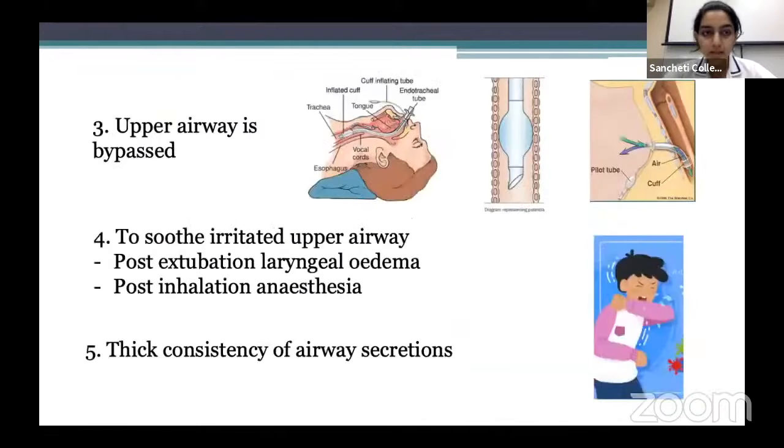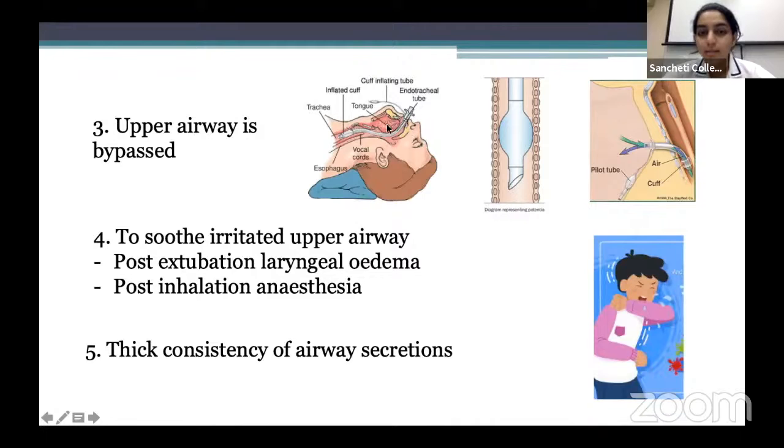Now, one more condition is when the upper airway is bypassed. What do I mean by this? If you see patients who have artificial airways, in the first image here, you have a patient who has been intubated with an endotracheal tube. And in the image on the very right hand corner, you see a patient having a tracheostomy tube. Here, air is flowing through that tube and is directly entering the lower respiratory tract.